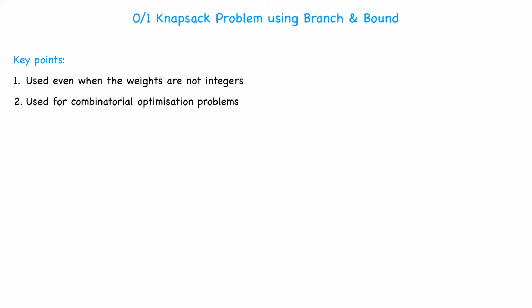Branch and bound is basically a technique to solve combinatorial optimization problems. Candidate solutions are obtained through searching a state space tree.